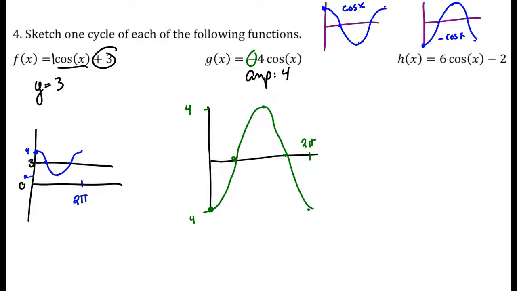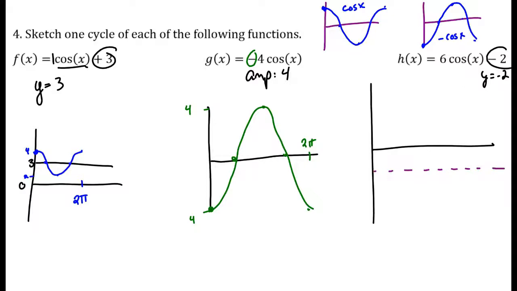Finally, h of x equals 6 cosine of x minus 2. So we've got both transformations going on here. I've got a midline of y equals -2, and an amplitude of 6. So from there, I'm going up 6 to 4, and then down 6. -2 take away 6 would bring me to -8. It's a positive cosine curve, so we're starting up high. Midline, minimum, midline, maximum.